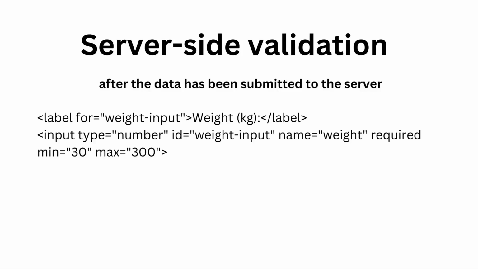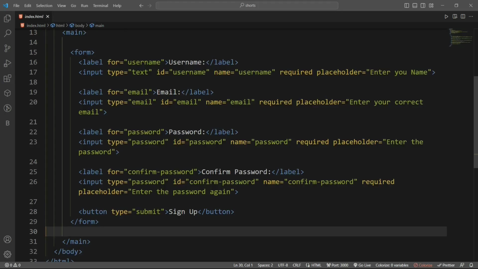If the data doesn't meet the required standards, the server will reject it and send an error message to the user. Most websites use both client-side and server-side validation to ensure data integrity and provide a good user experience. Form validation is a crucial part of web development that helps to ensure the accuracy and reliability of user input.